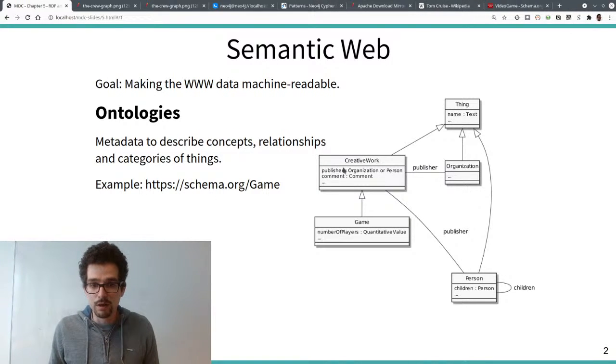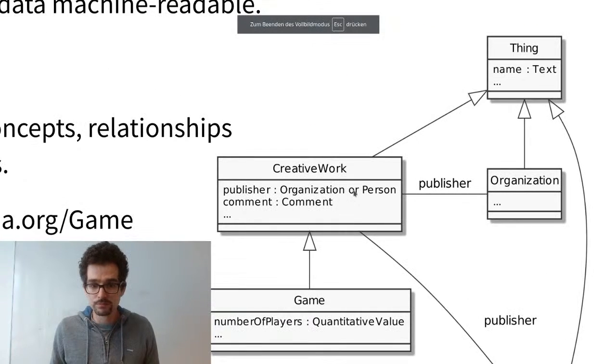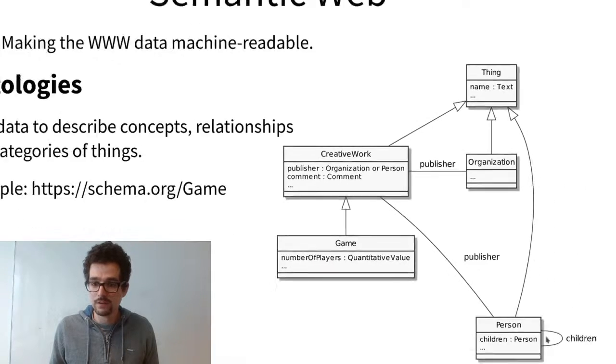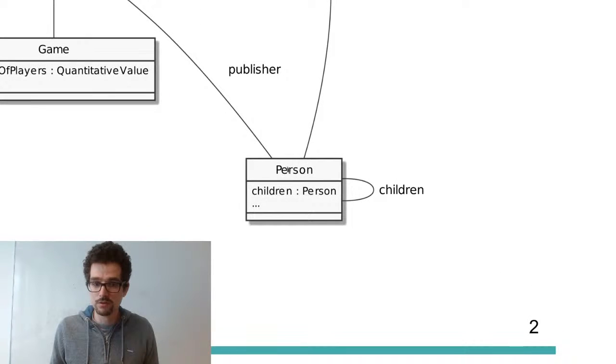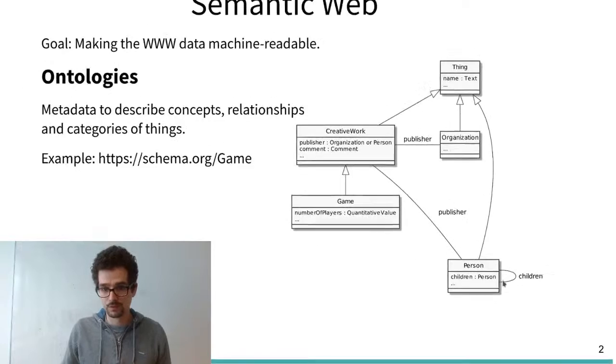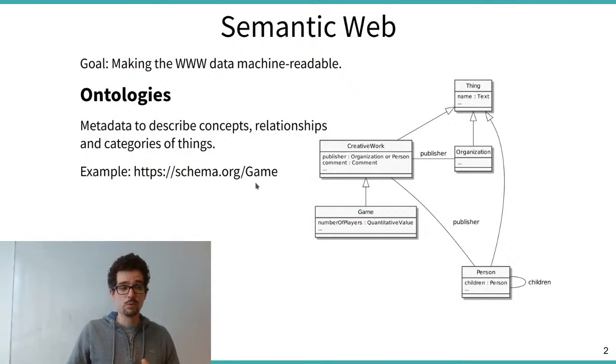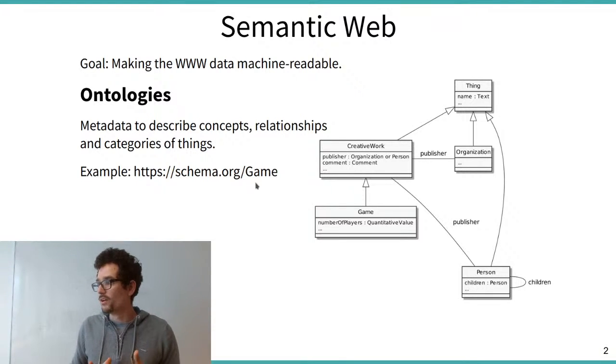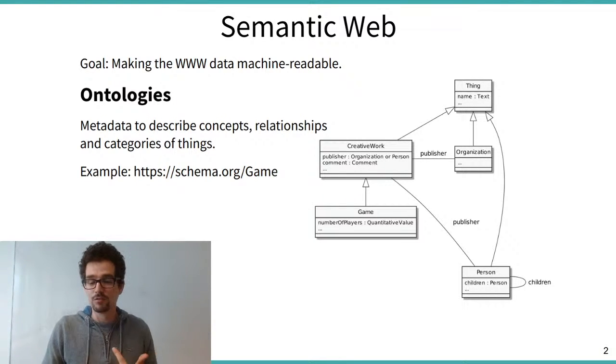Number of players, publisher. Publisher is an organization or person. Comment is a comment. So the publisher can be an organization, and an organization is also a thing. Creative work is a thing. And the publisher can also be a person. Person is a thing. And person can have children, which are again person. So we are here now standardizing the metadata of a graph.